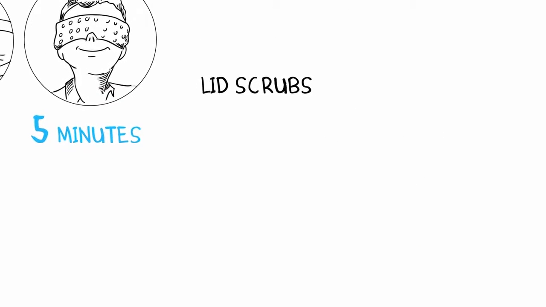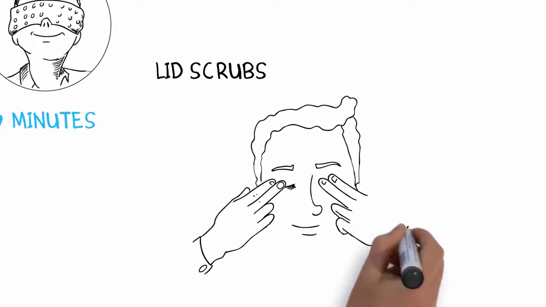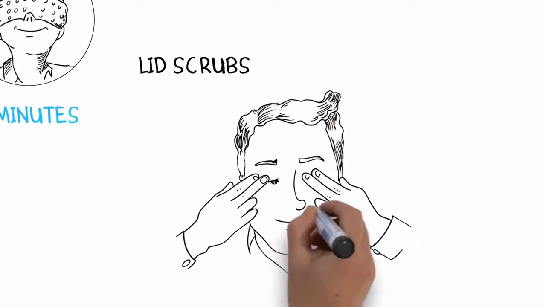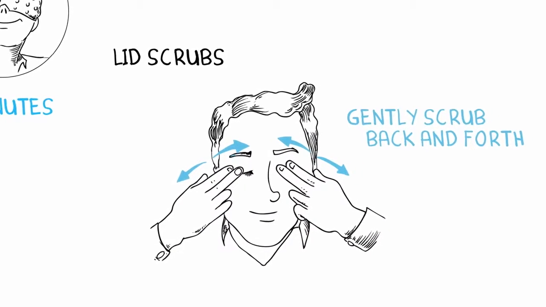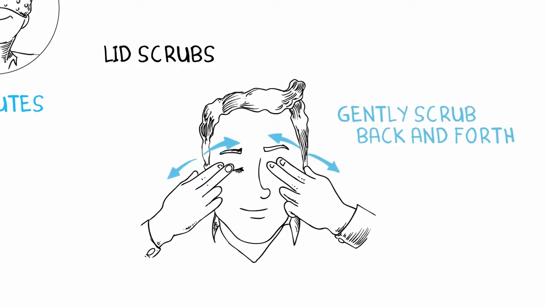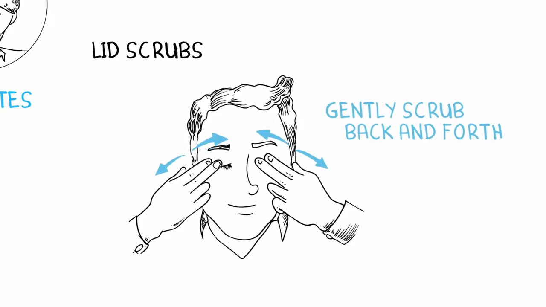Lid scrubs can also give you some relief. After using the warm compress, use a mild cleanser, either as a medicated pad or foam on the fingertip, and gently scrub back and forth along the lid margins, where the eyelashes come out, with the eyes closed. These cleansers are specifically formulated for the eyes and do not need to be rinsed off.